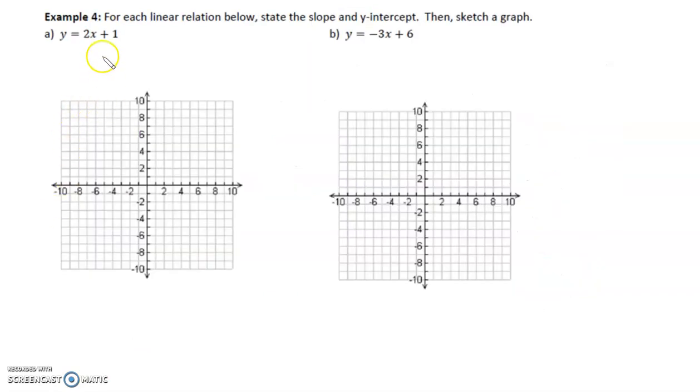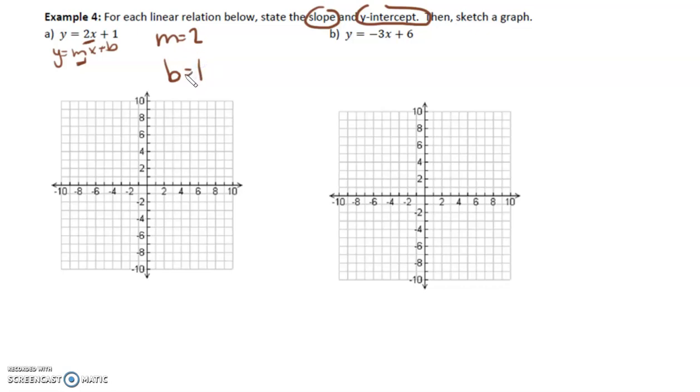Okay, example 4. For each linear relation below, we're going to state the slope and the y-intercept, and then we're going to sketch the graph. So y equals 2x plus 1. This is in the form y equals mx plus b. The m is 2, which is the slope. And the b is 1.